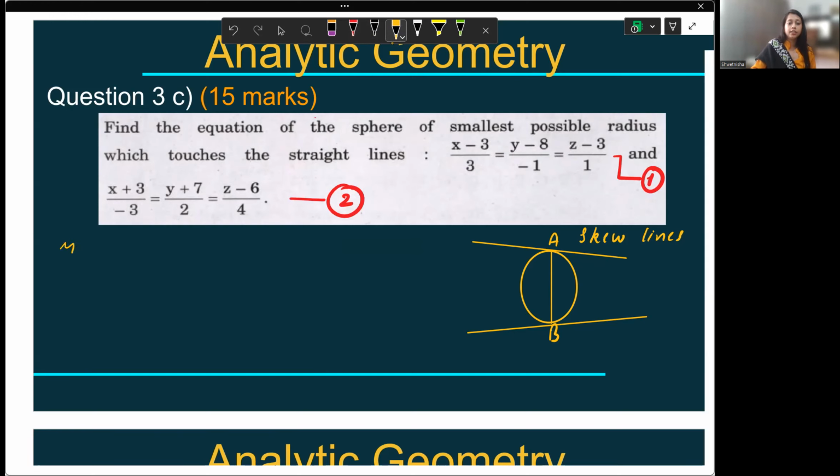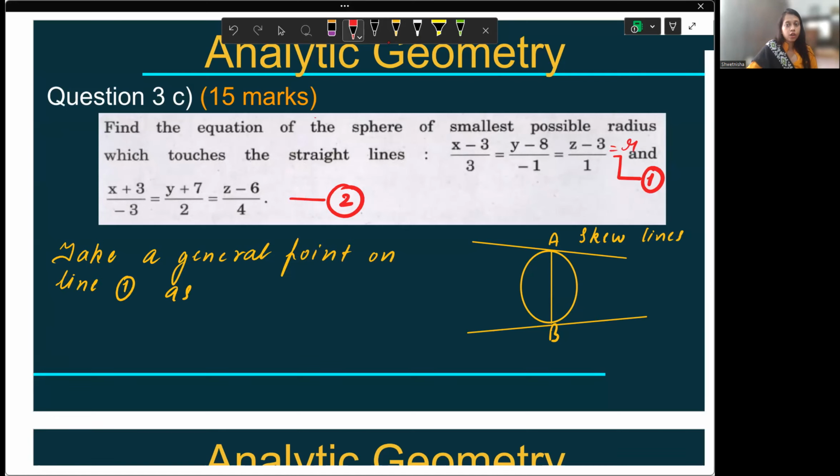So for that, take a general point on line 1. On the first line, if I equate this with, let's say, R, what is the value of x? I'll get 3R plus 3. So I'll get a general point as 3R plus 3, minus R plus 8, and R plus 3. That's a general point on line 1.